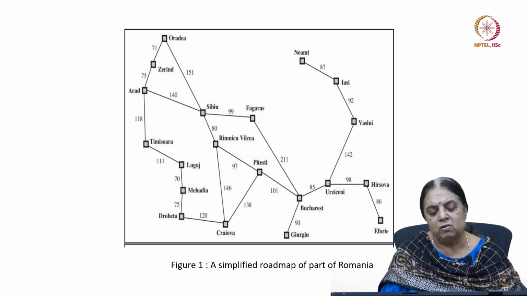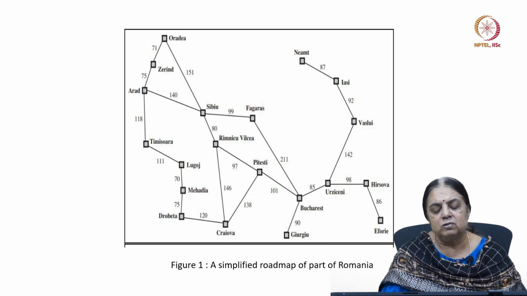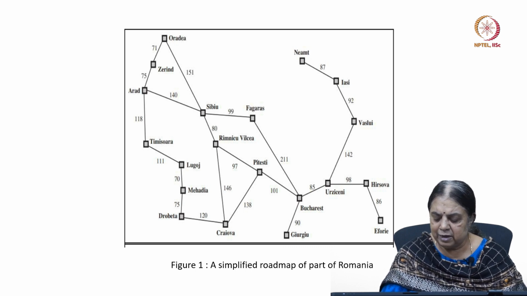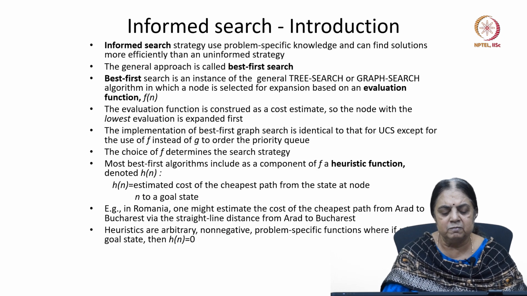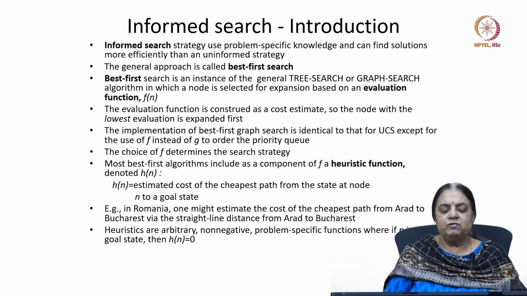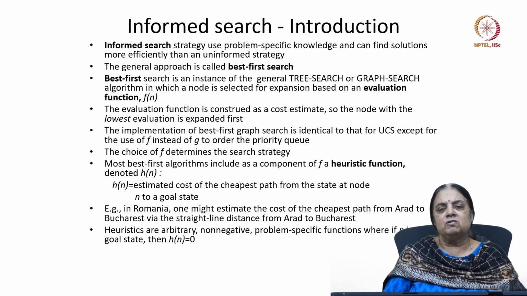Of course, you can't go along that because you have to go only along the roads which are there. So, this straight line distance from Arad to Bucharest will be less than the actual road distance from Arad to Bucharest, but we will use it as a heuristic, which will help us to know how far Arad is from Bucharest. Obviously, the goal state will have an h of n value equal to 0, because it's already at the goal state.